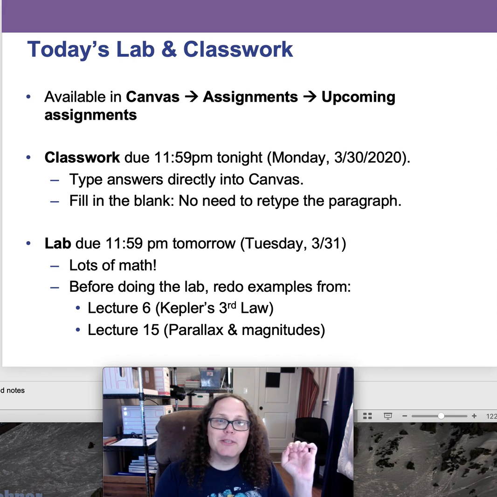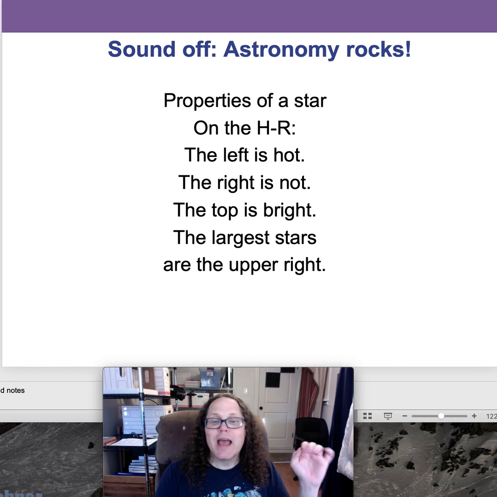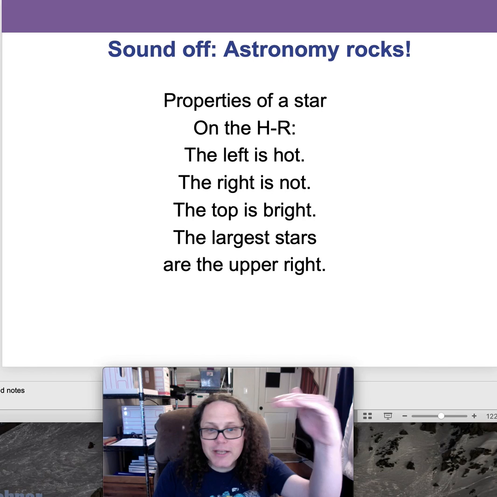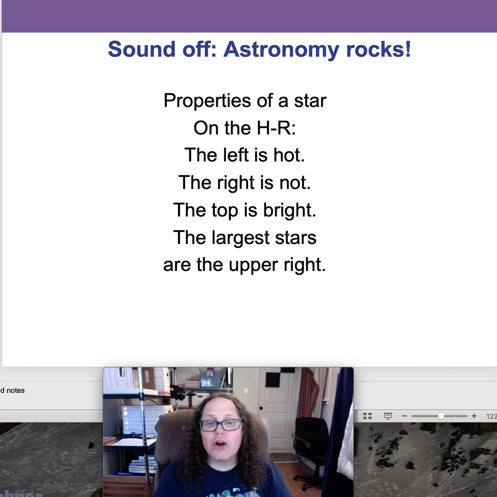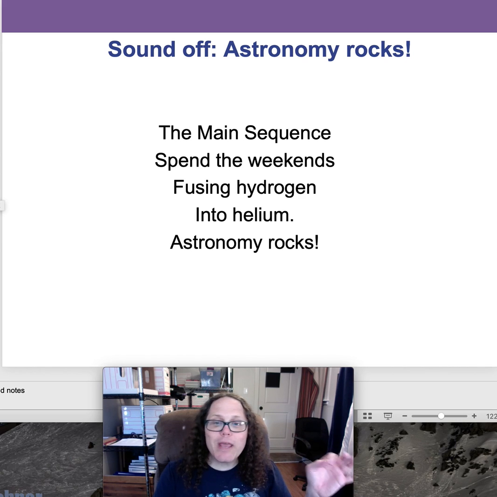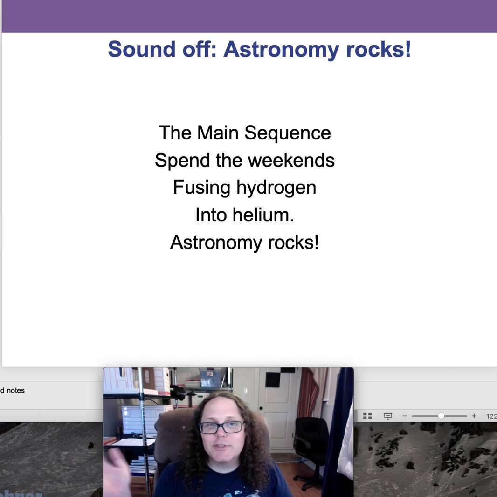So, let's begin, as always, with poetry. Properties of the star on the HR. The left is hot. The right is not. The top is bright. The largest stars are the upper right. The main sequence spends the weekends fusing hydrogen into helium. When I say astronomy, you say rocks. Astronomy!